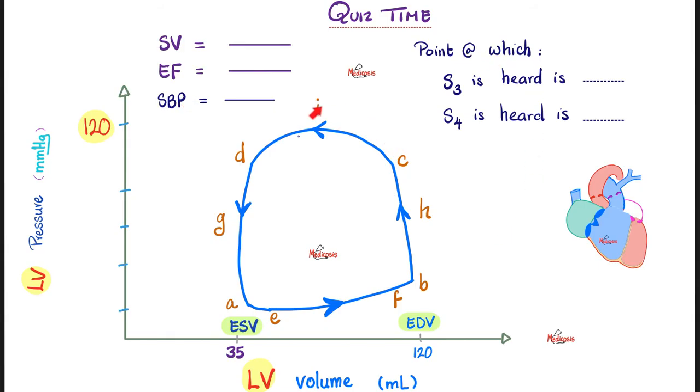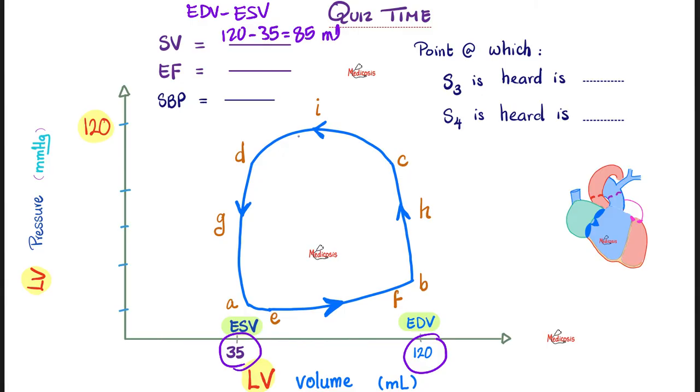And can you tell me which of these points, A, B, C, D, E, F, G, etc., represents S3, heart sound, and S4? Please pause. Let's answer these together. Stroke volume is what? End diastolic volume minus end systolic volume. Here's the end diastolic, here's the end systolic. So it's 120 minus 35 equals 85.